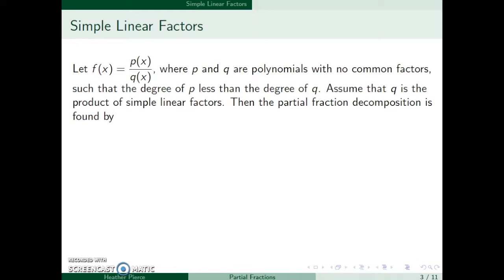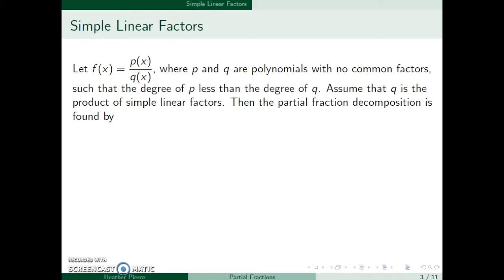So we're going to look at three cases. We'll start with simple linear factors. So we're going to let f of x be equal to p of x over q of x, where p and q are both polynomials with no common factors. So if they do have something in common, we should go ahead and cancel it first. We also need the degree of p to be less than the degree of q. If the degree of the numerator is higher, we should look at dividing fractions instead. So we'll assume that q is the product of simple linear factors.